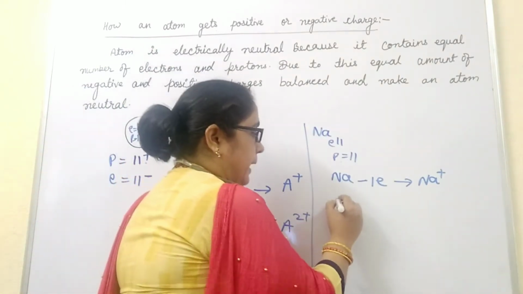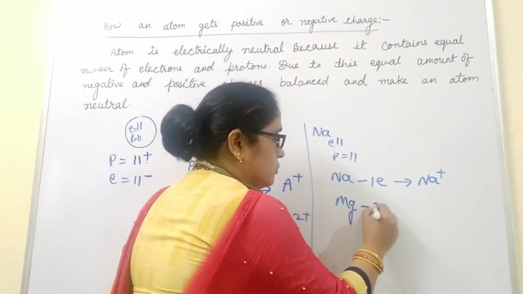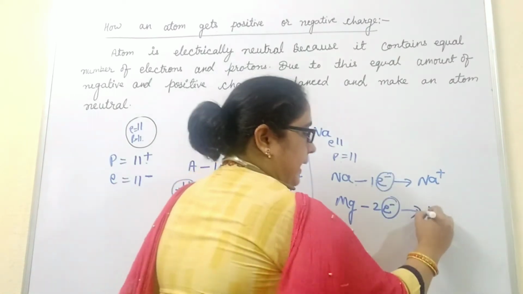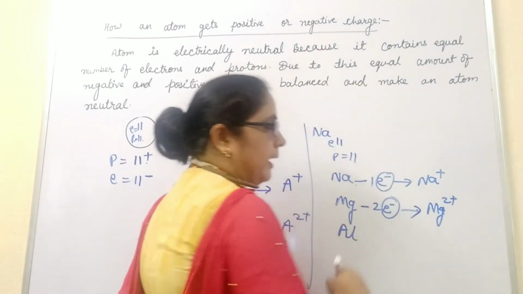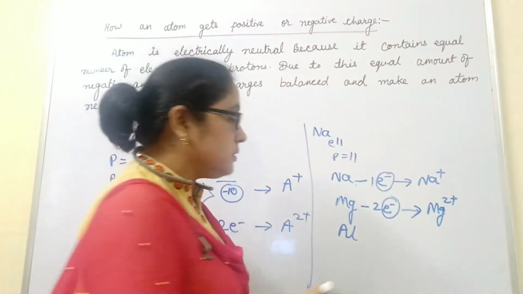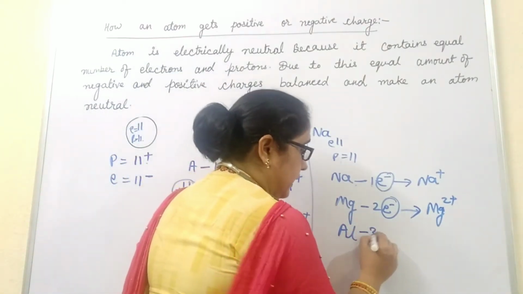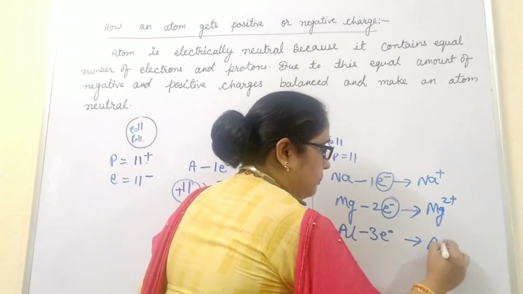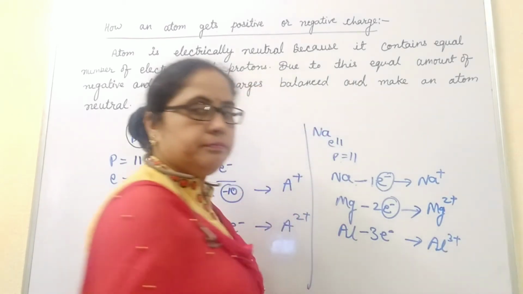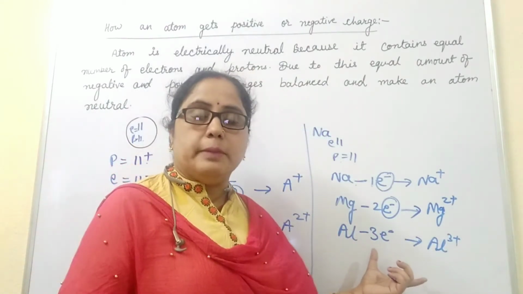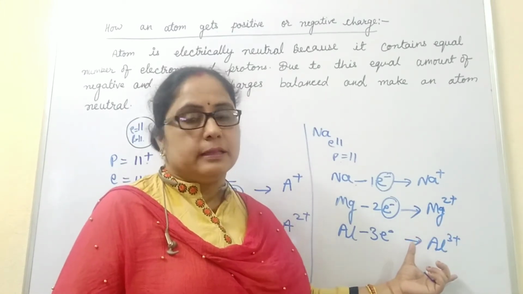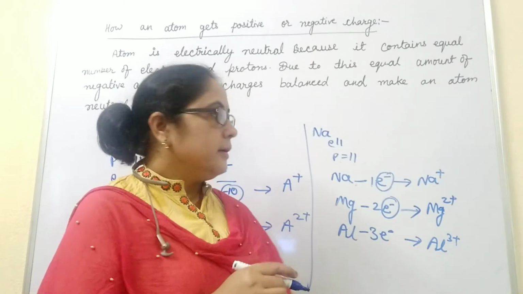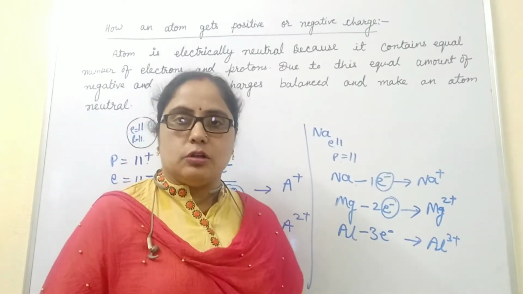Similarly, magnesium loses 2 electrons, it carries 2 positive charges. Similarly, aluminium has the tendency to lose 3 electrons. So when aluminium loses 3 electrons, it carries 3 positive charges. In this way, metals lose their electrons and become positively charged ions. They are called cations. Similarly, anions are also formed.